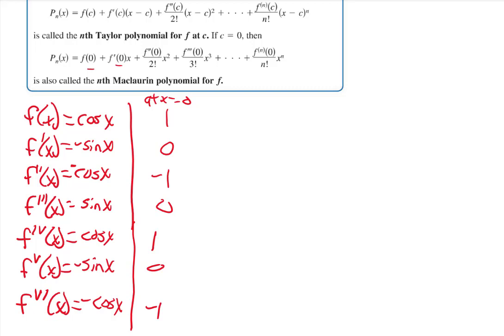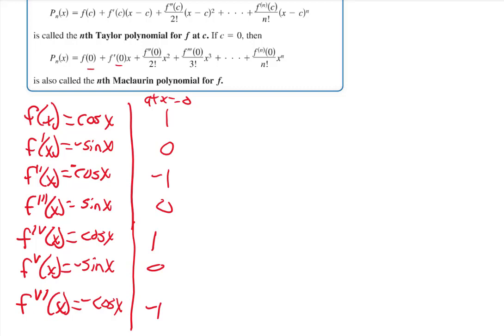Then when you evaluate it at 0, you see another pattern. The cosine is 1 at 0, but the sine is always 0, so you're going to have a pattern of 1, 0, negative 1, 0, 1, 0, negative 1. It's going to be 0 again. So you've got a sequence there, or a pattern, that's easily reproducible without even taking any more derivatives.